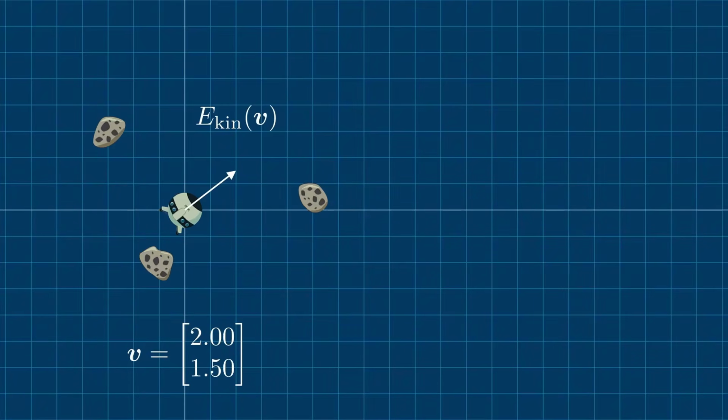However, the kinetic energy should not depend on the direction of motion. If we rotate the velocity tensor without changing the length, the kinetic energy should not change. Or in other words, the energy should be an invariant of the velocity tensor. This is just one simple example where we use invariants. But there are many more.